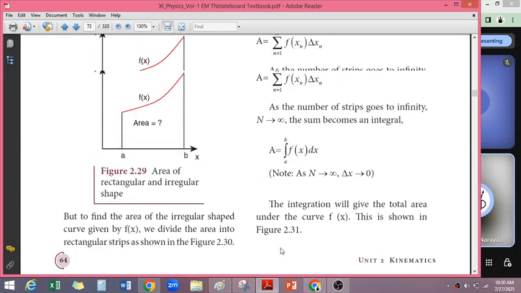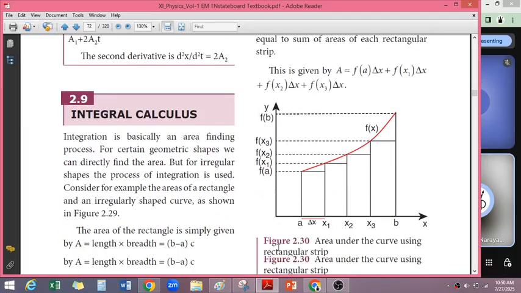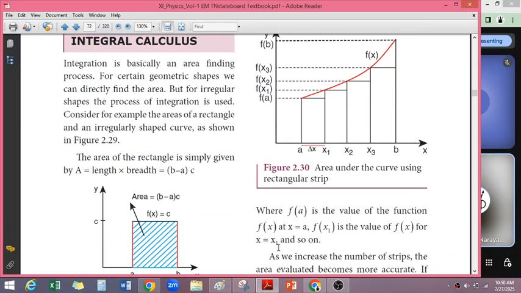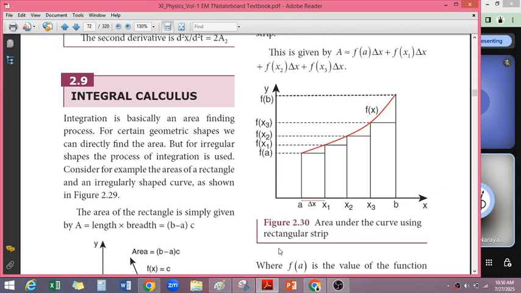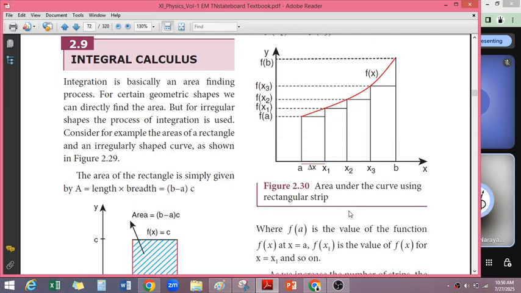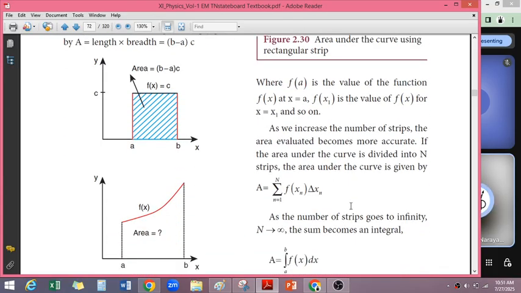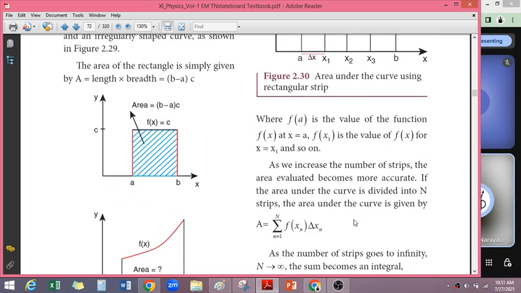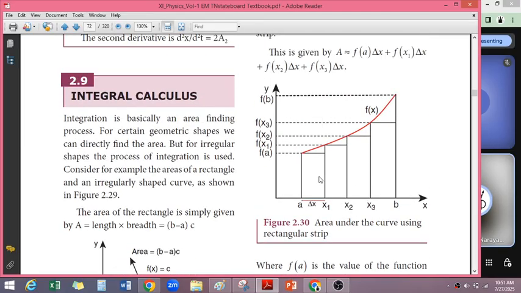Integral calculus, again, is also an important mathematical concept here. Differentiation means slope, integration means area, the area under the curve. Very often we will be considering the area under the curve for two quantities. For example, the area under the velocity time graph will give me displacement. So we are more interested in the area under the curve.